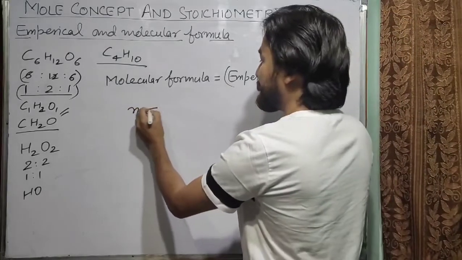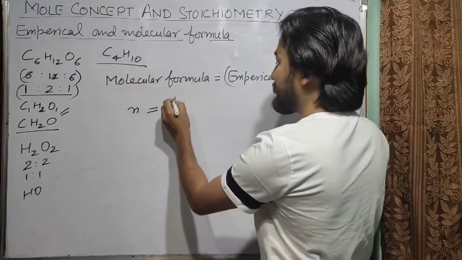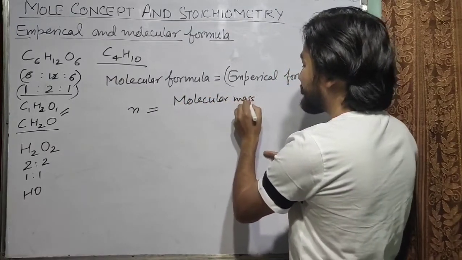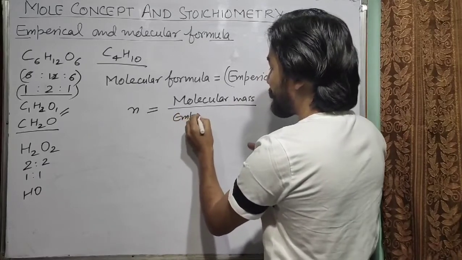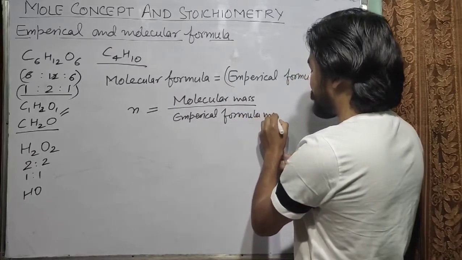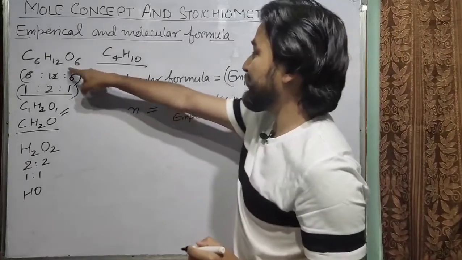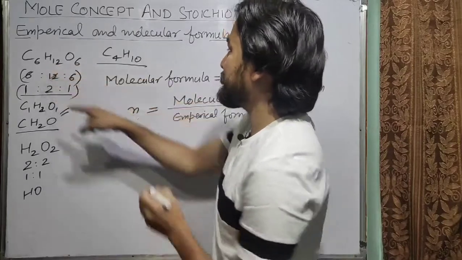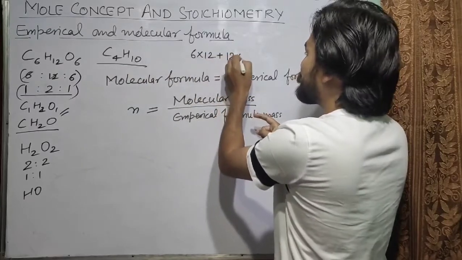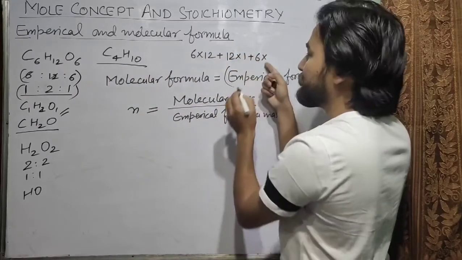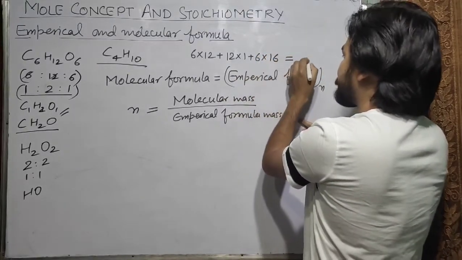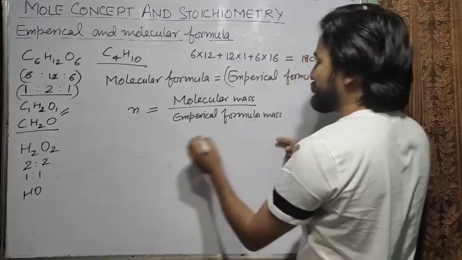So this n can be calculated with the help of mass, that is molecular mass divided by empirical formula mass. Like we can see that molecular mass of glucose, that is C6, so 6 times 12, plus for hydrogen 12 times 1, plus oxygen 6 times 16, so that is equal to 180.